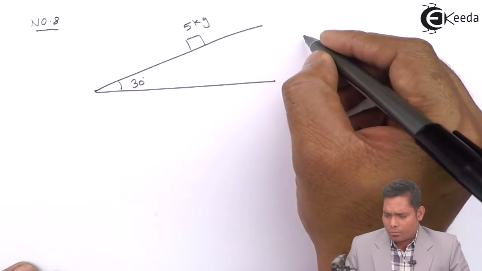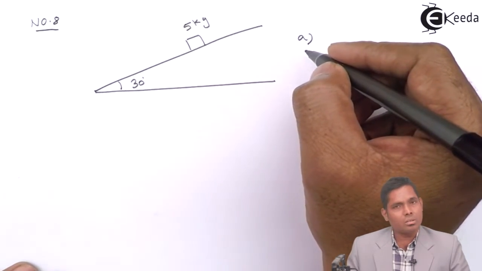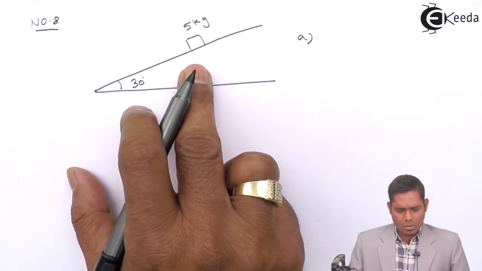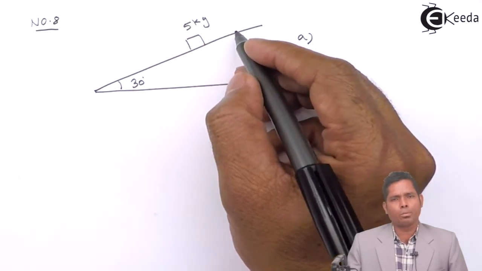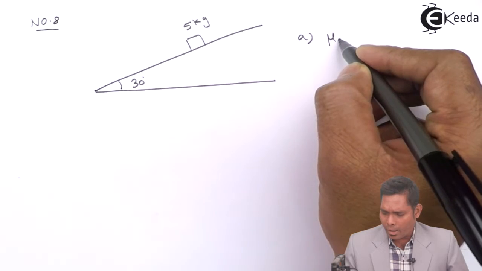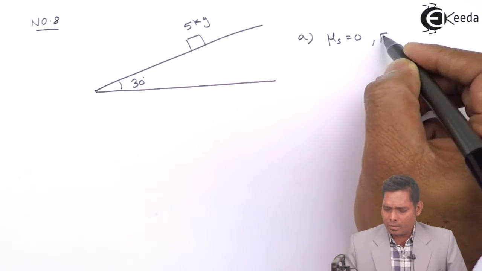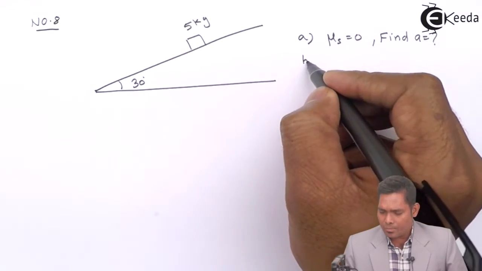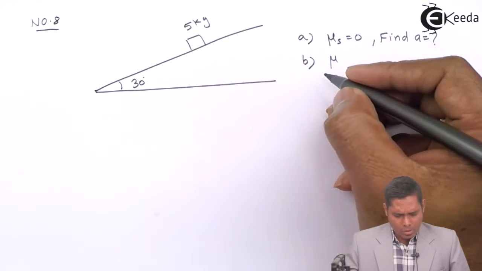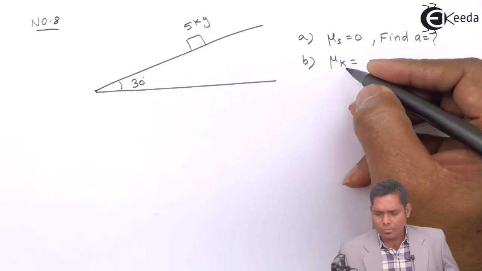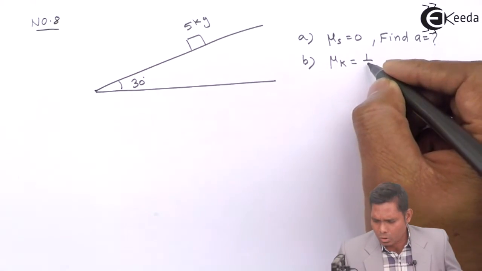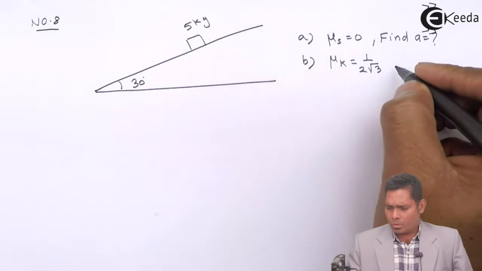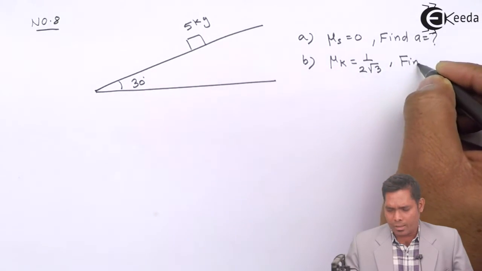Now you have to find two things. First, find the acceleration of this block, and the surface is supposed to be frictionless, mu is 0. Find the acceleration of the block. First case. Second case, if mu of the kinetic friction is 1 divided by 2 root 3, then what is the acceleration again?